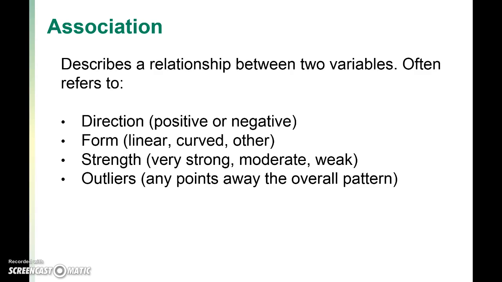All right, an association describes the relationship between two variables, right? And in that description of that relationship, we talk about a couple different things. We often talk about the direction, whether that's a positive or a negative association. We'll talk about the form, in other words, the shape or the pattern that we see. We often see linear or curved, or again, other shapes. We also refer to the strength, just how closely does it follow any particular pattern or any particular form. And we've got some words here: very strong, moderate, kind of weak.